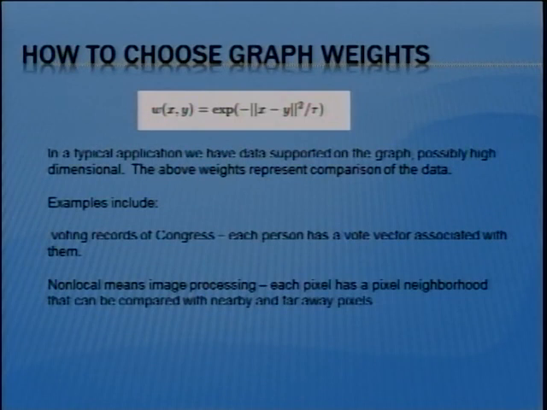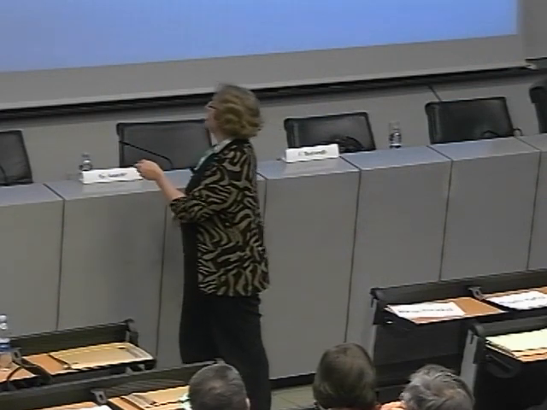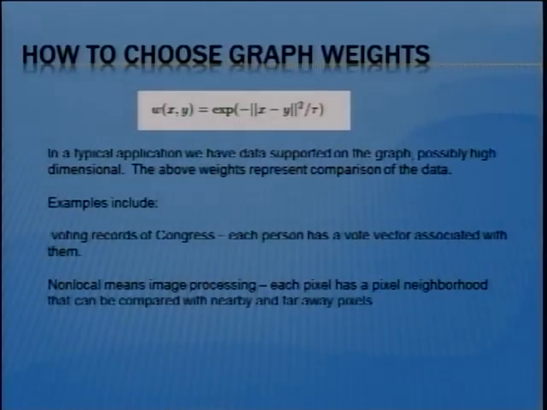So X and Y would represent what we call feature vectors, just some big vector of data associated with two different data points. And then this would be how we would define the weight associated with those two nodes. So each piece of data is a node on the graph, and then you have a weight that connects those nodes. So that's how we start. These are weighted graphs, okay?